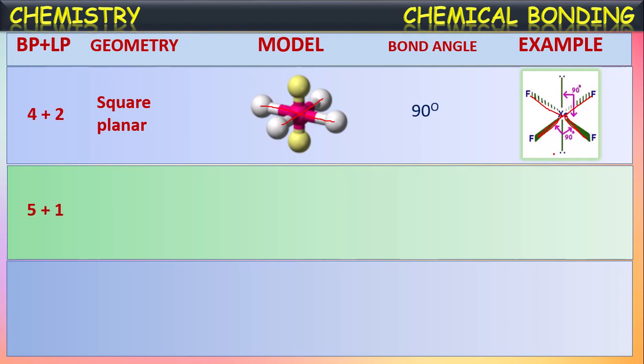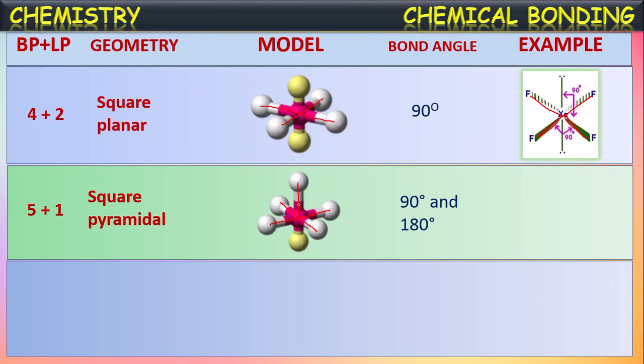Next, the molecule with 5 bond pairs and 1 lone pair. Then the geometry is said to be square pyramidal. See the model. So of the 5 bond pairs, 4 are in the same plane along with the central atom. One is above the plane. If you observe from above the plane, it is in a square pyramidal shape, and the lone pair is taking the bottom place. That's why it is said to be square pyramidal shape.